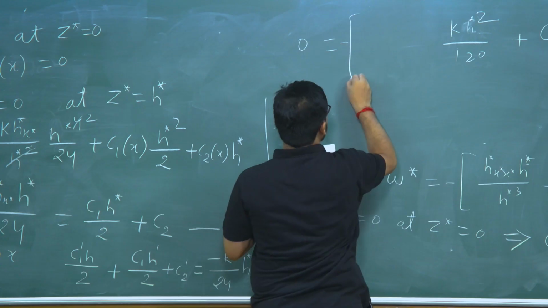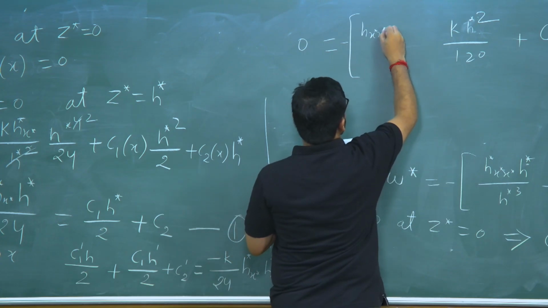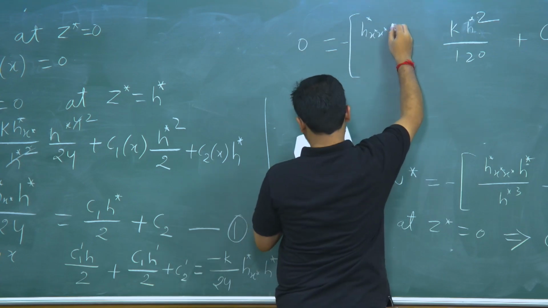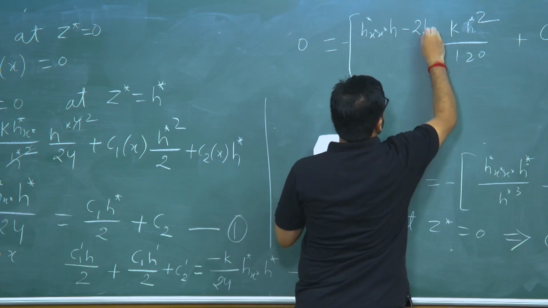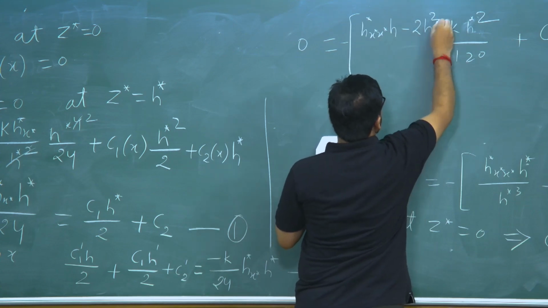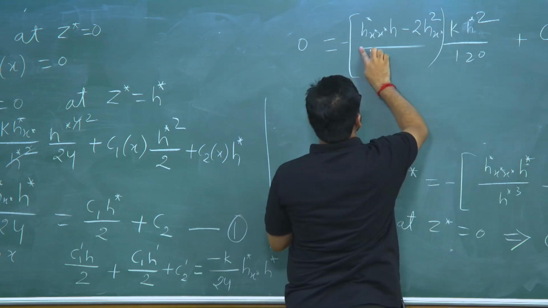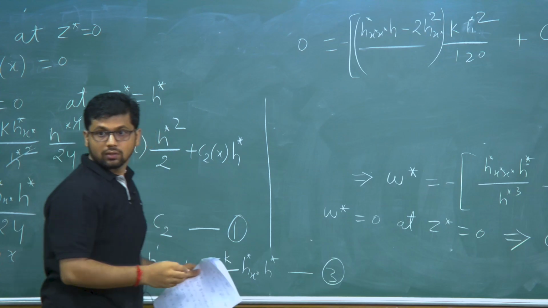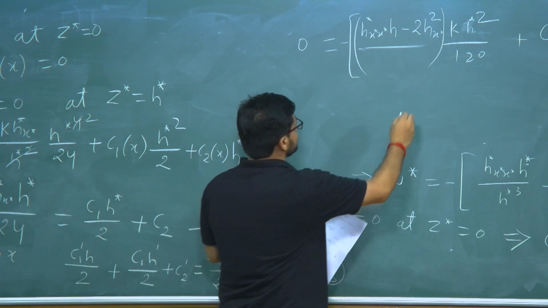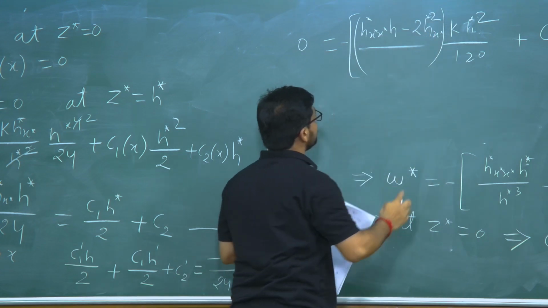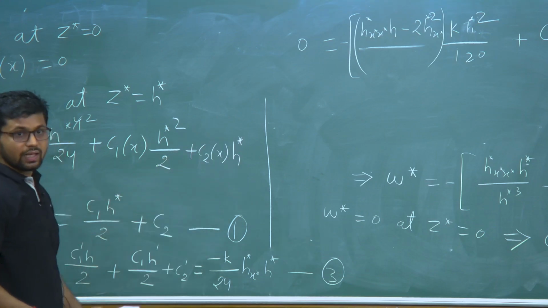Here we had h x x star star into h minus 2 times h x star square over 120. So, I think this is what you are saying. Yeah, that will be there, I forgot that term. So, this minus 2 h x star I had forgotten, that will be there in the equation. So, with these two equations you can calculate C1 dash.